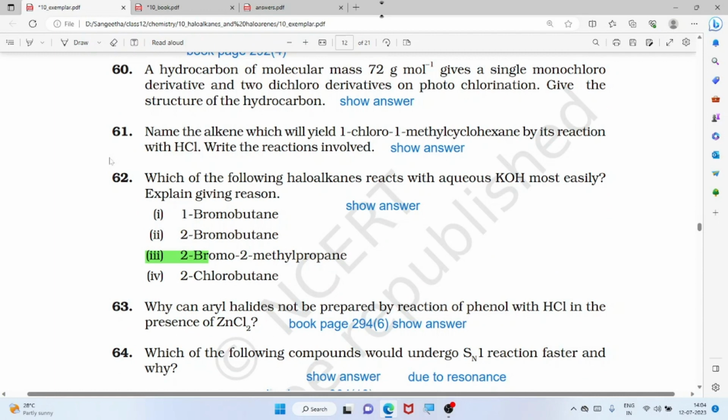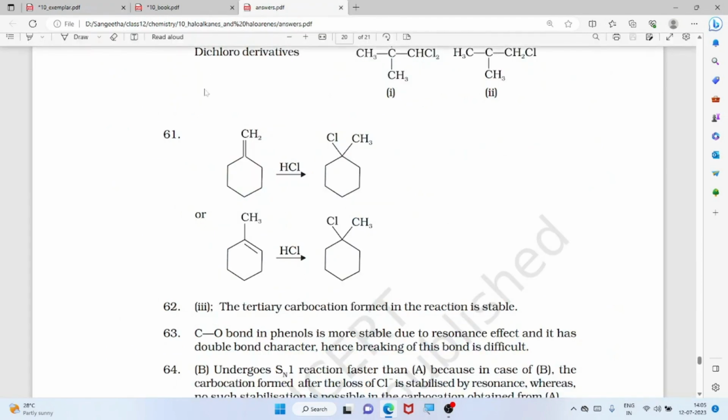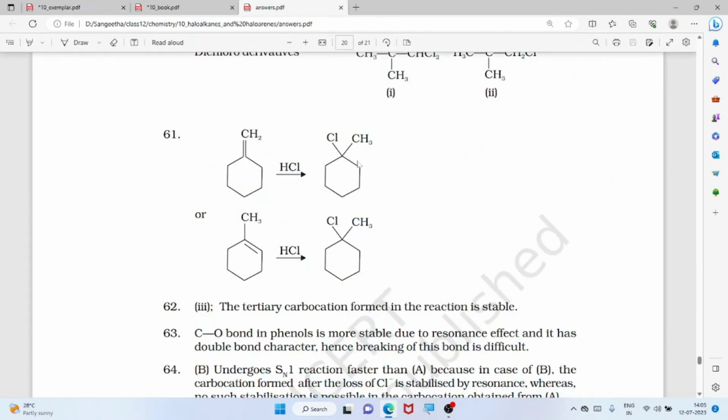Question 61. Name the alkane which will yield 1-chloro-1-methyl compound by the reaction with HCl. Write the reaction in 61. Okay.